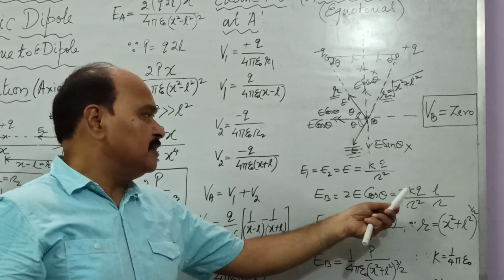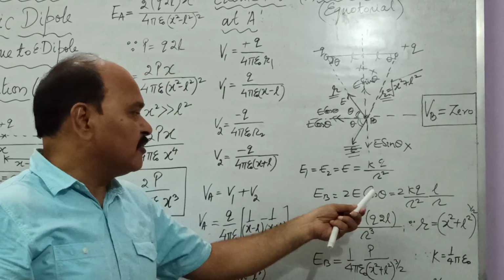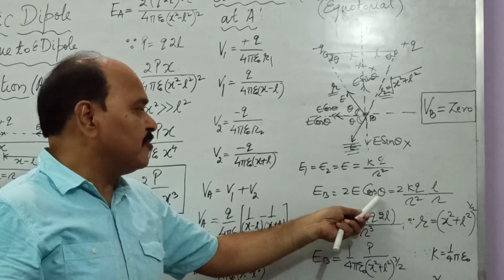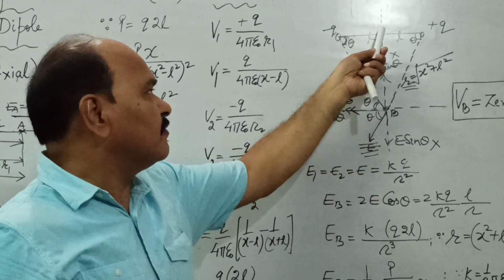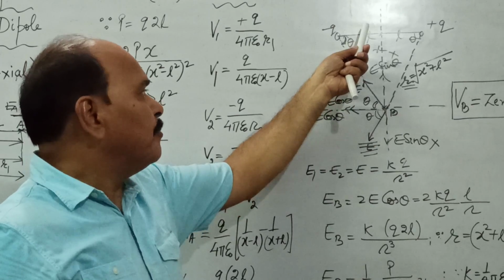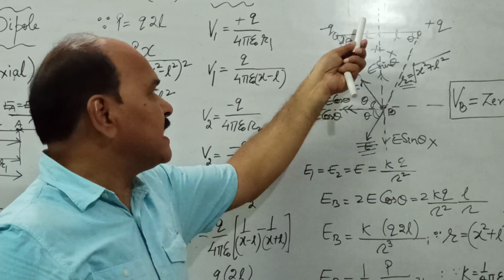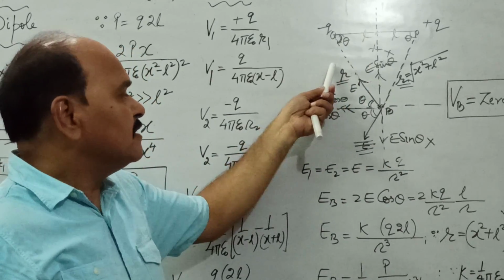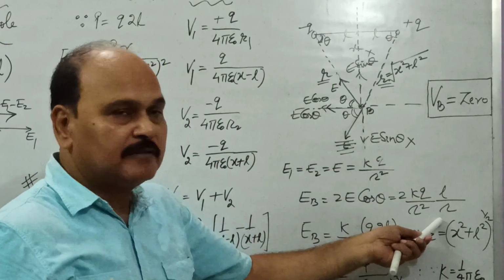What is E? KQ by R square. And what is cos theta? Cos theta, very important, find out from this triangle. Cos theta is base upon hypotenuse. Base is L and hypotenuse is R. So cos theta is L by R.